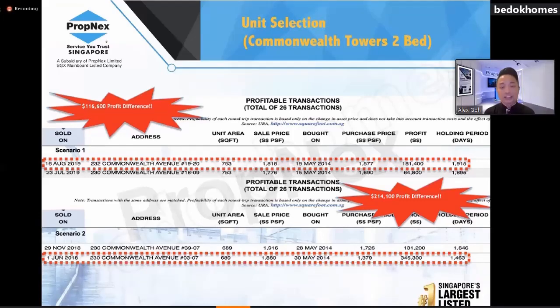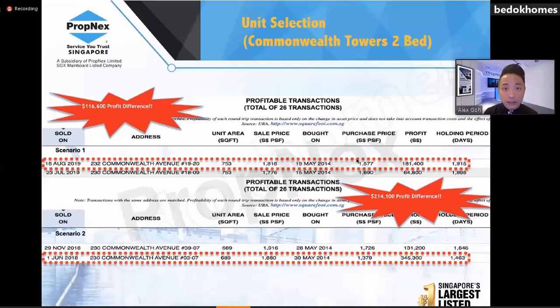That's one thing. Second thing, of course, when you choose a unit, it's not like I choose the cheapest, I will make money. No, because some units are cheapest, but the unit is really placed in an area that is very difficult to sell. So if you need more advice, you can go to your PropNex agent. I am sure they will be able to advise you on how to select the best unit for you to make the best profit out of it.